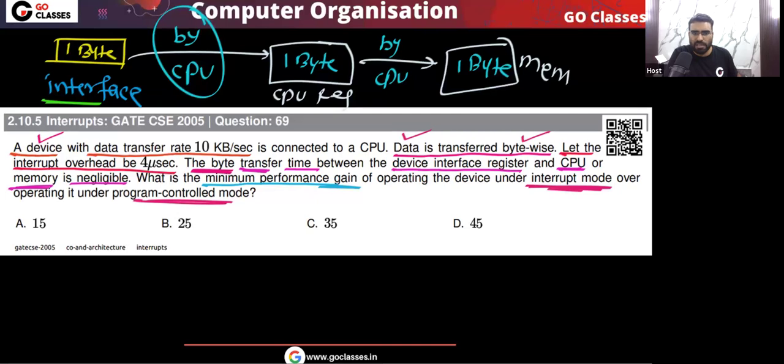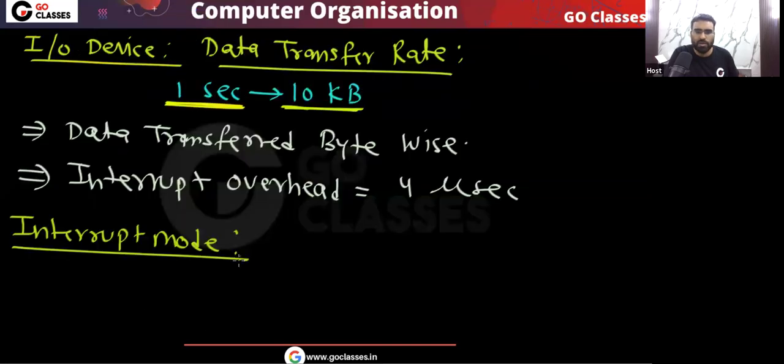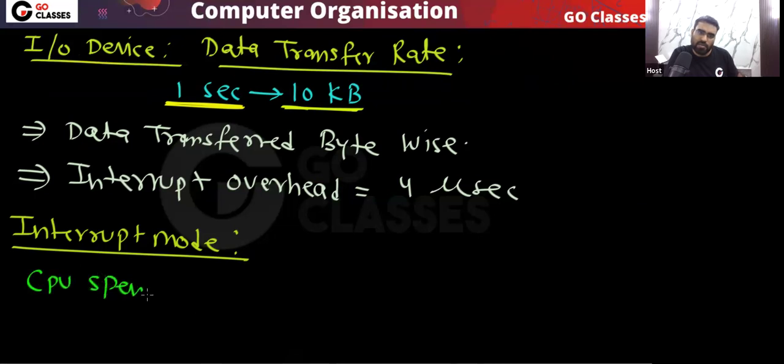What are the minimum performance gain? So let's see. In the interrupt mode, you tell me how much time the CPU is going to waste. Means CPU will spend how much time? Let me know.